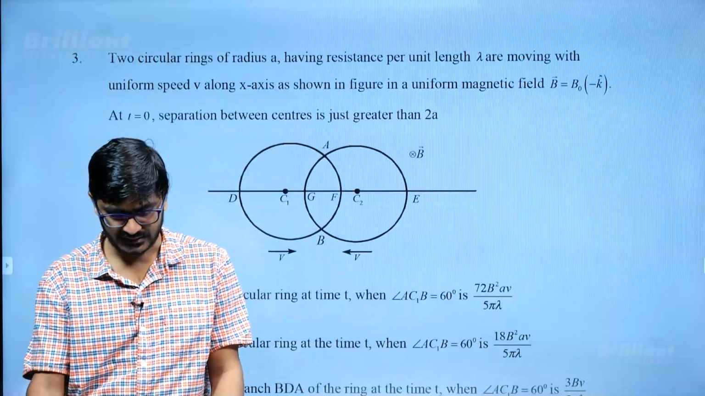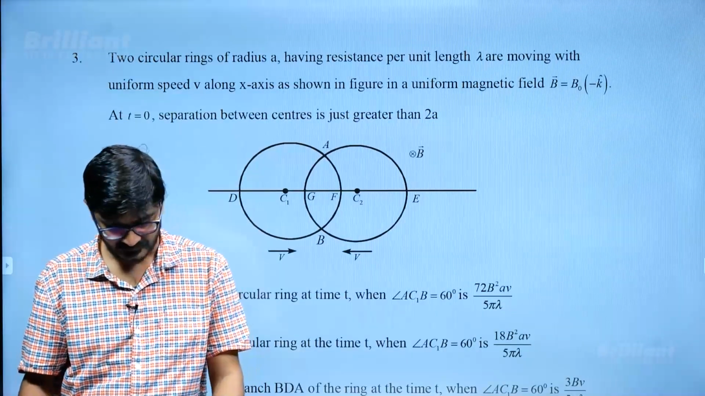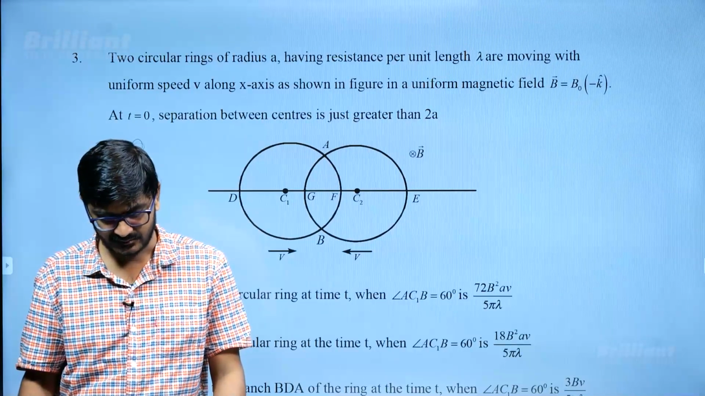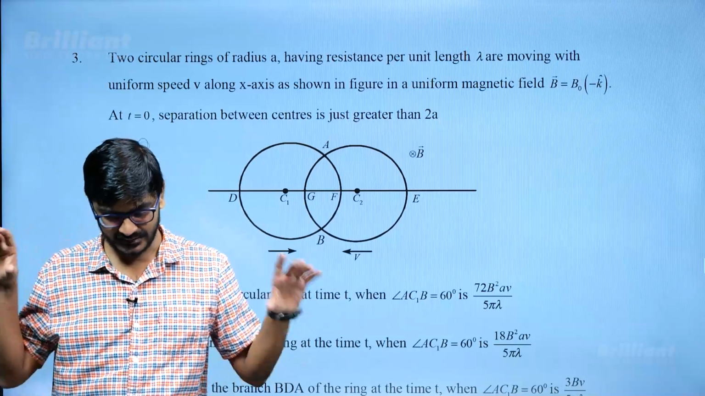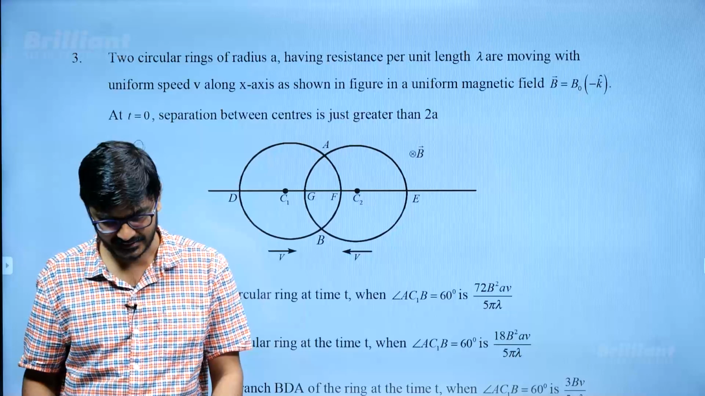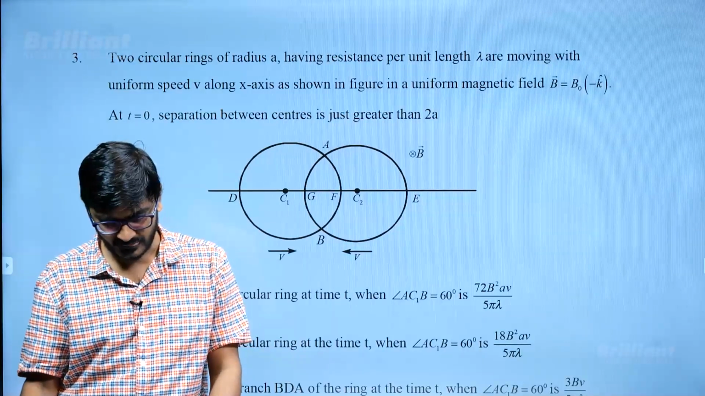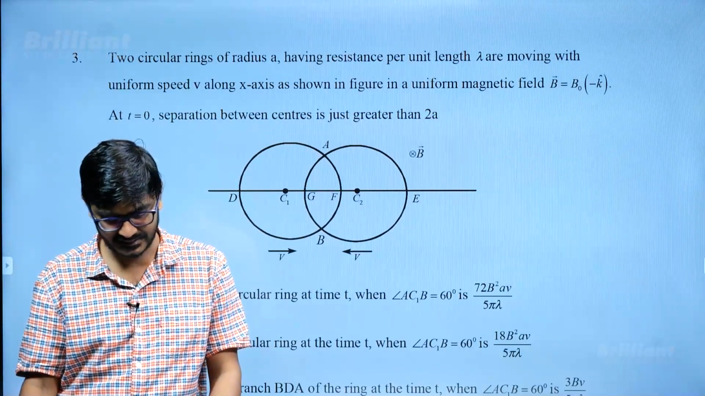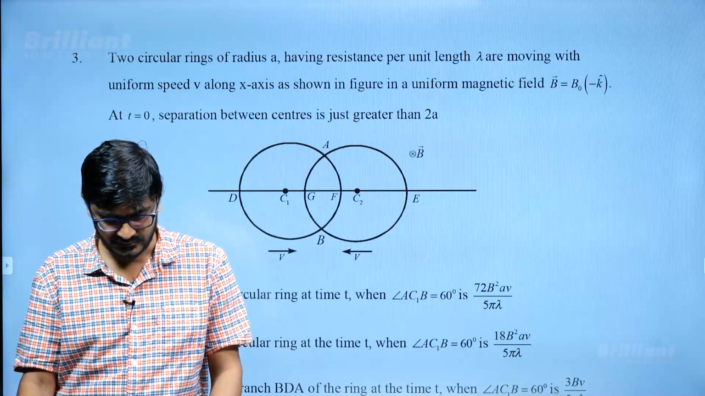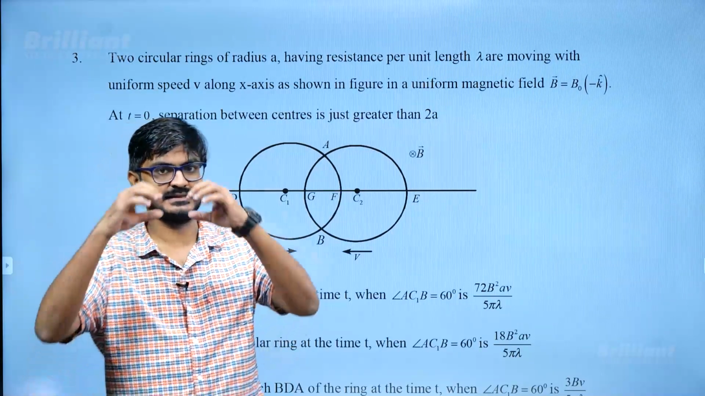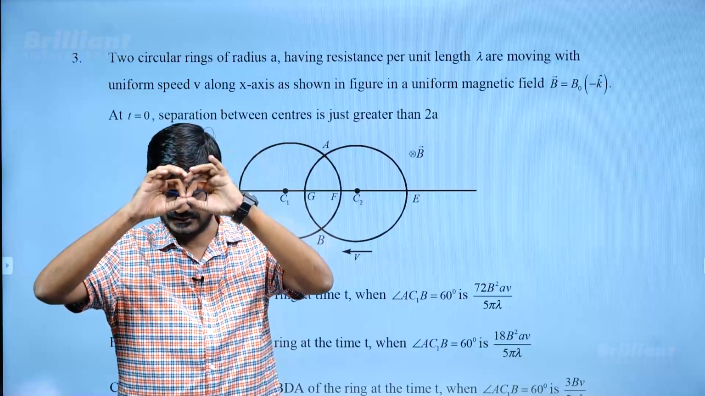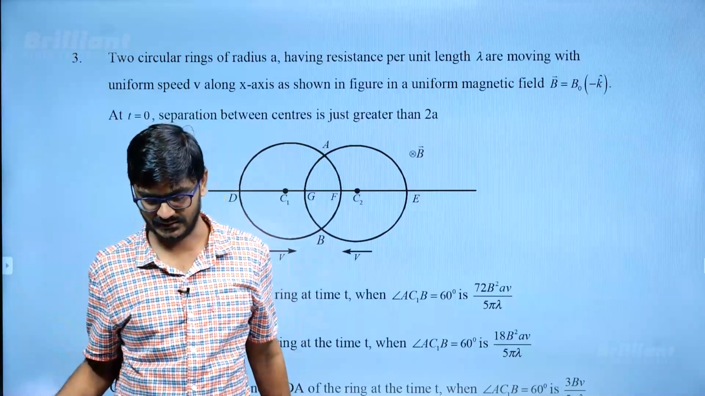The next question: two circular rings of radius A, having resistance per unit length lambda, are moving with a uniform speed V along the x-axis as shown in the figure. Magnetic field is into the board. The separation between the centers is just greater than 2a. So initially the circles are just touching, right? Just greater than 2a. Now they are crossing one over the other.